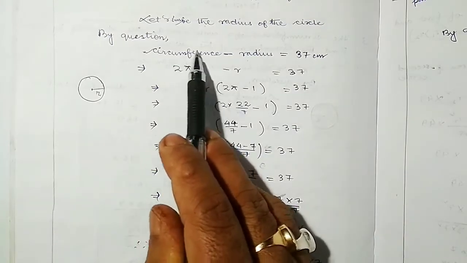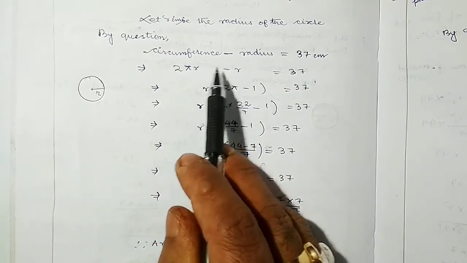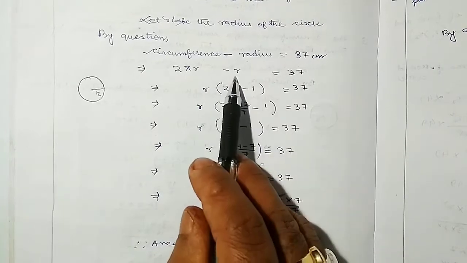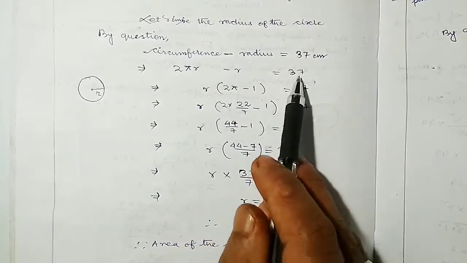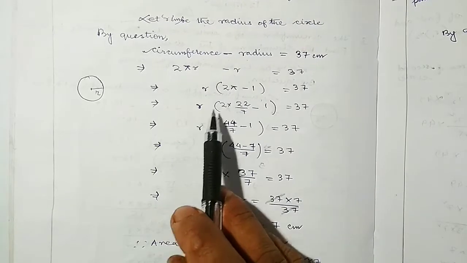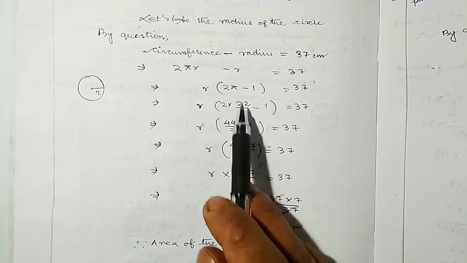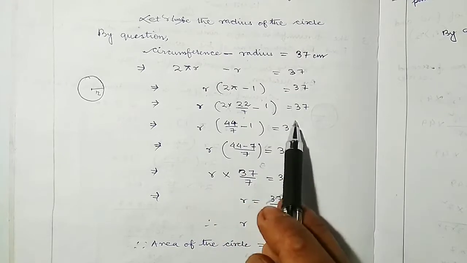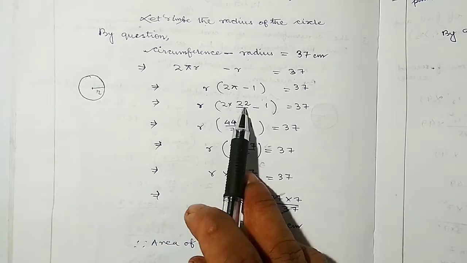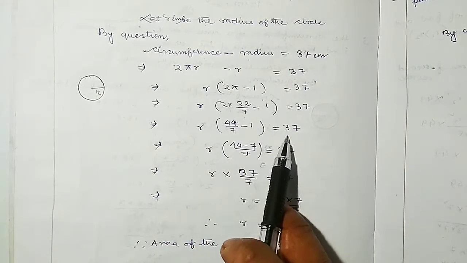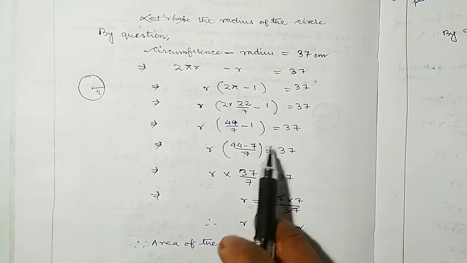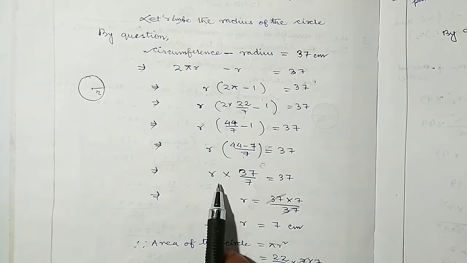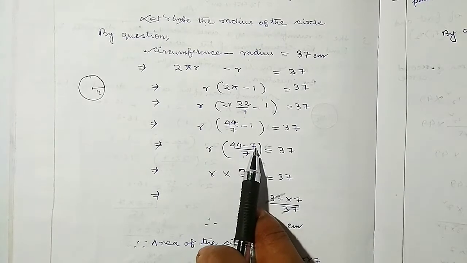Now we know the formula of circumference is 2 pi r minus r is 37. From here I can take r common, so we are left with r into 2 pi minus 1 is 37. R into, instead of pi we are writing 22/7, minus 1 is 37. So r into 44 by 7 minus 1 is 37. Here LCM will be 7. It will be 44 minus 7 by 7 equals 37. 44 minus 7 is 37.